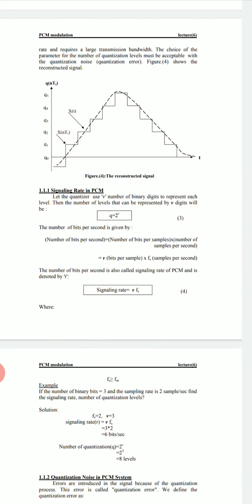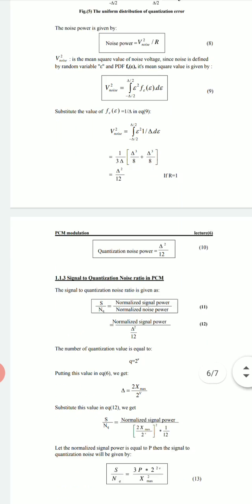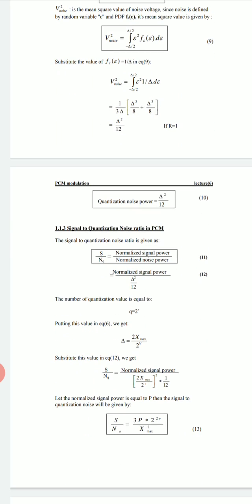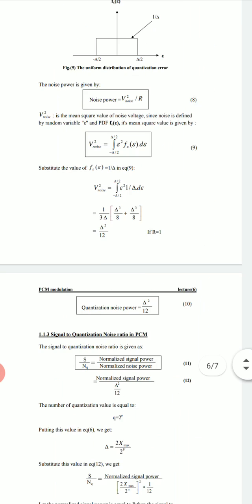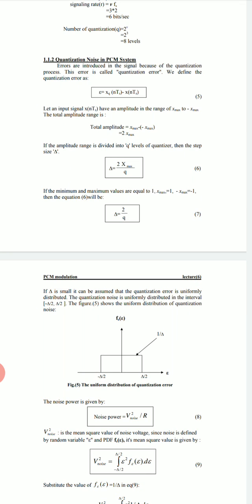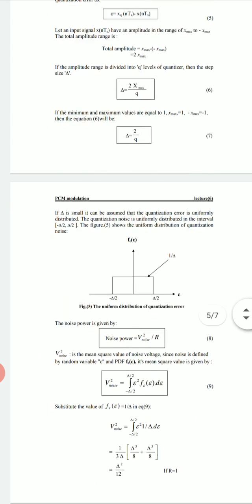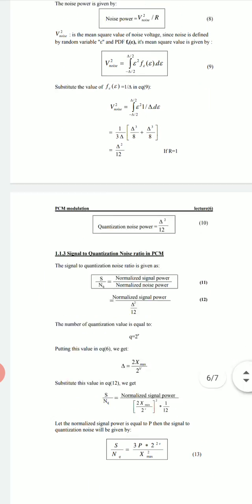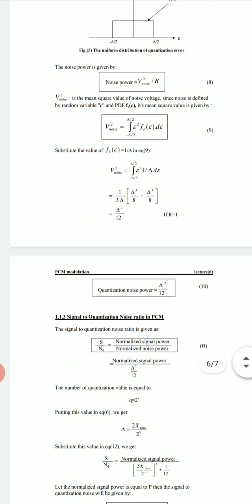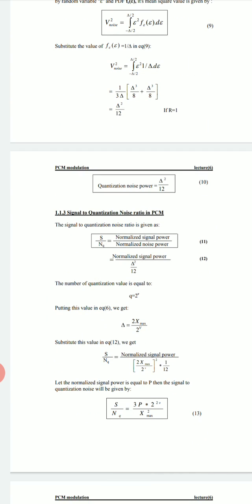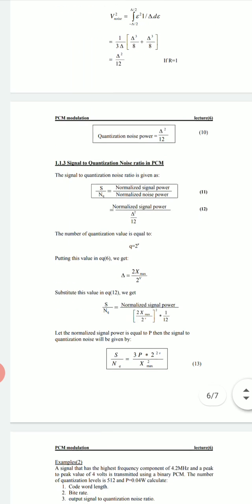Like this, the signaling rate. So what will we do here? We can take Q equal to 2 raised to V. But when we talk about the step size, if you see our equation 6, what will we get? For the step size, we take its amplitude range in the numerator and divide it by the quantization level. So you will get 2x upon Q. So we write delta equal to 2x upon Q, but Q equal to 2 raised to V, so you can write 2 raised to V.